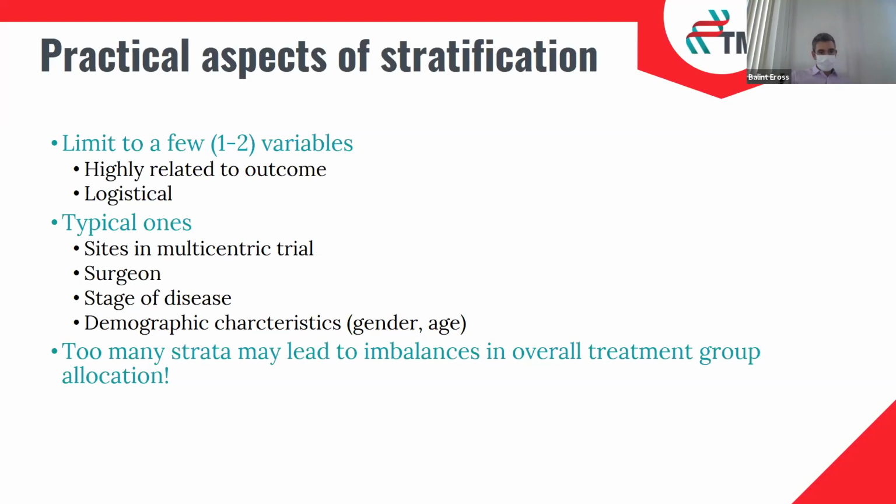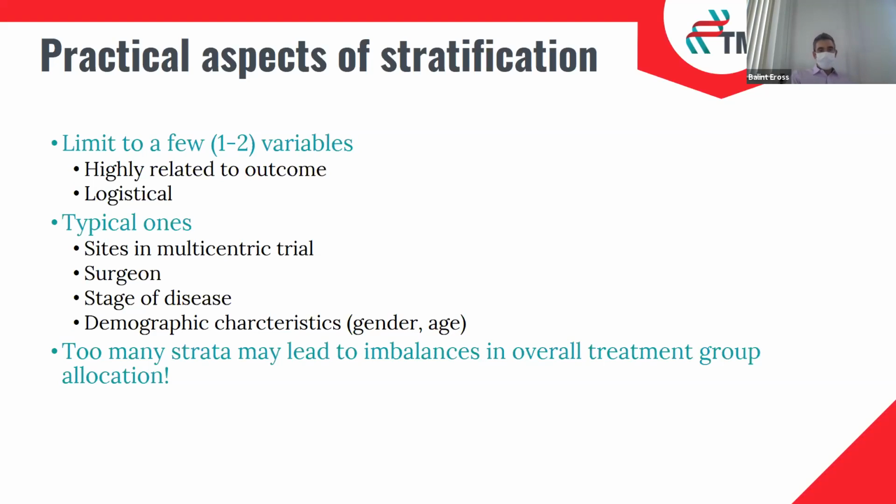Alternatively, for instance, in a surgical randomized control trial, you can stratify for surgeons. You want to make sure that an equal number of different types of surgeries goes to each surgeon. You can stratify for stage of a disease, stage of cancer, stage of kidney disease, etc., and also demographic characteristics, as we did in our instance. However, too many strata may lead to imbalances in overall treatment group allocation.